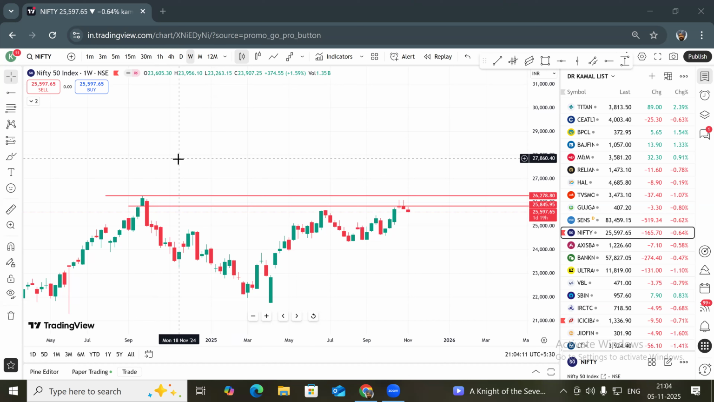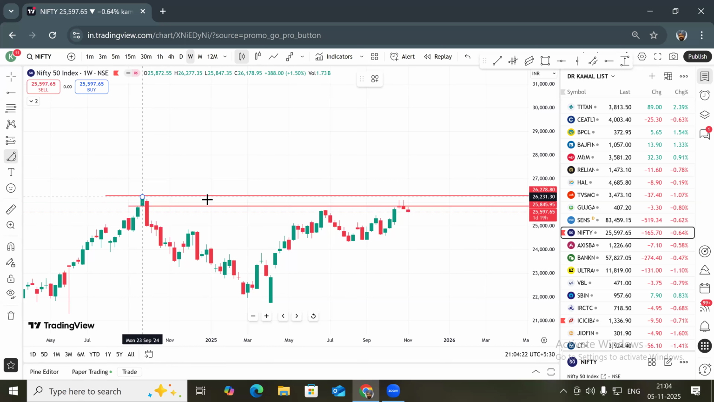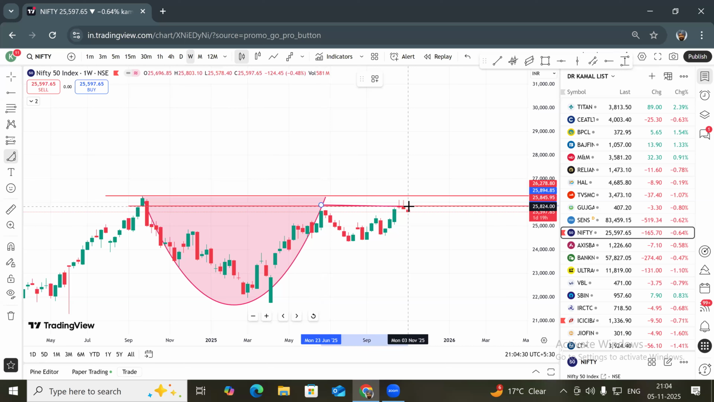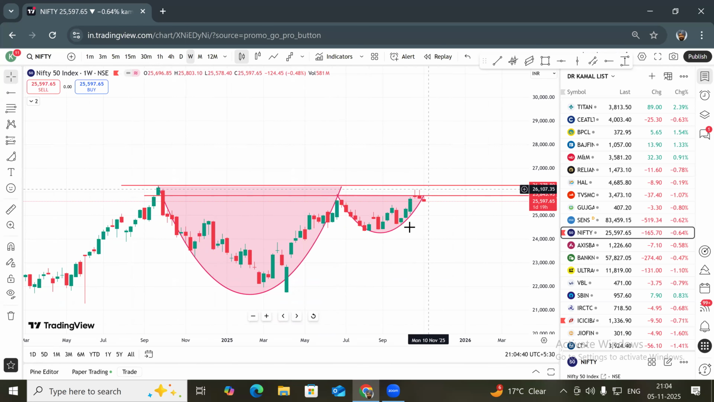Now, before I start, can anybody tell me what this pattern looks like? Cup and handle. Yes, excellent, ma'am. And if a breakout happens, what are we looking at? Target? Around 30,000. Yeah. So don't get perturbed by these red candles. So long as this low of 24,300 is maintained, we are looking at a bigger target now.